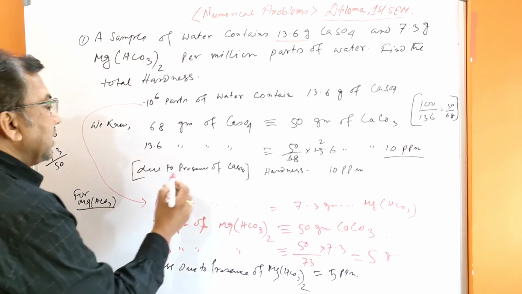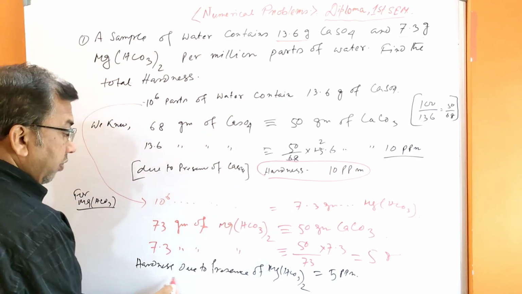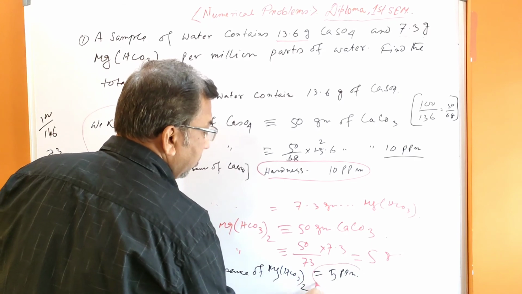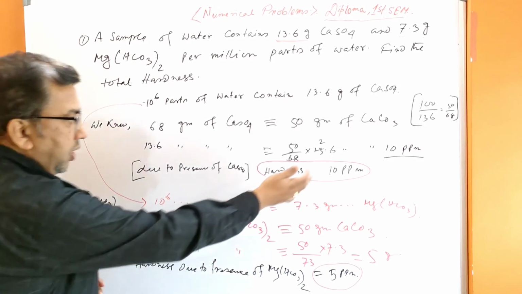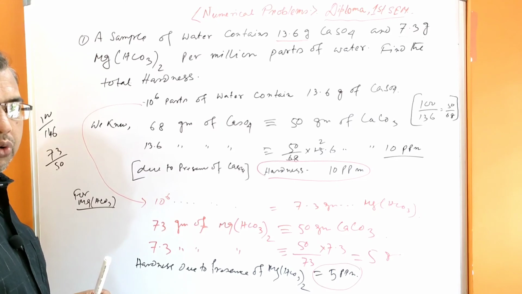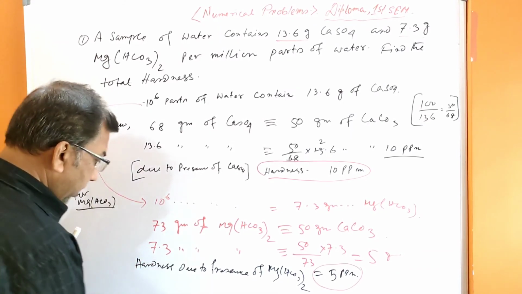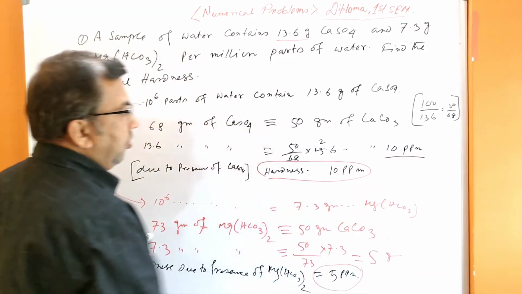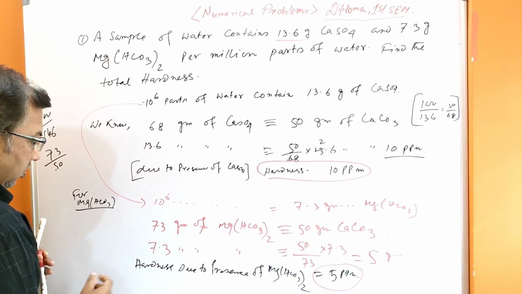So what you got out here? Due to the presence of calcium sulfate, hardness is this, and due to the presence of magnesium bicarbonate, hardness is this. So total hardness will be what? Total hardness will be 10 plus 5, 15 ppm. Total hardness will be 15 ppm. Clear? Write it out here. I will not do it. The total hardness up to here.